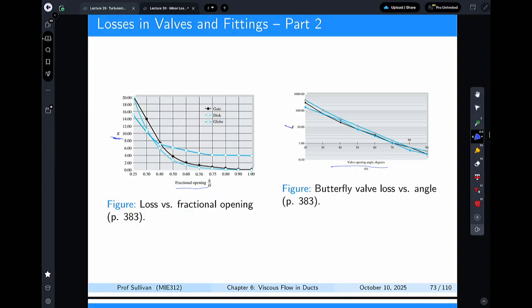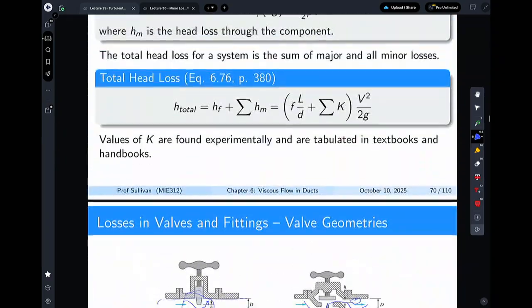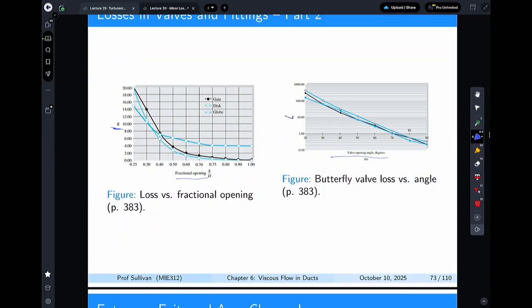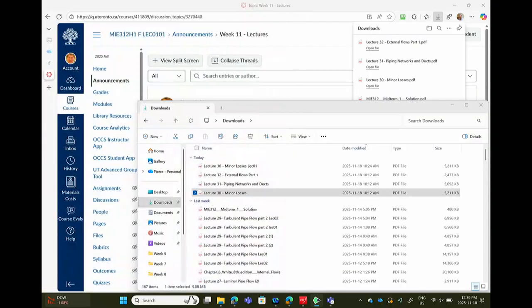Sorry, I can't discern which one's disc and which one's globe. Disc and globe. No, like, which line? Oh. Okay.